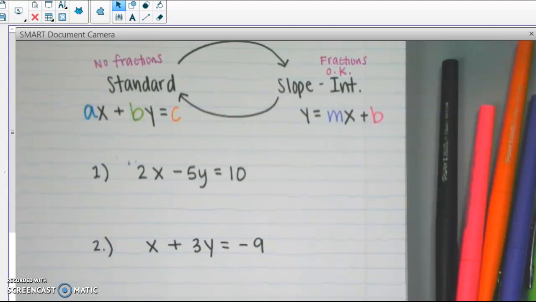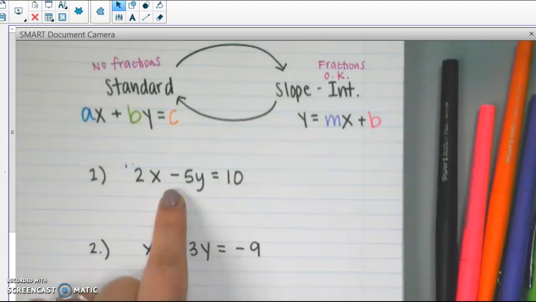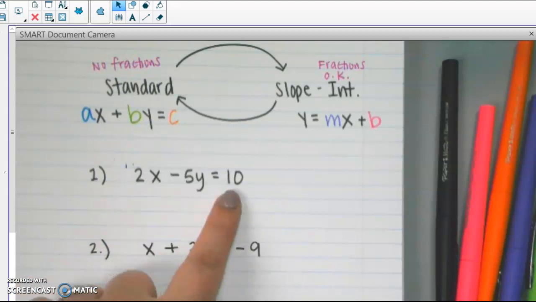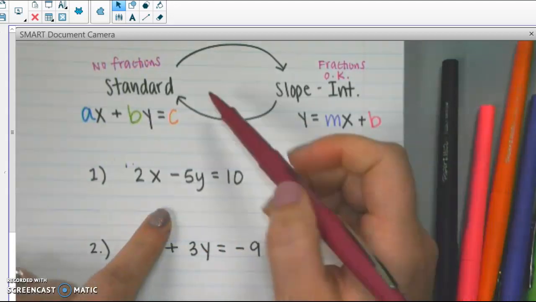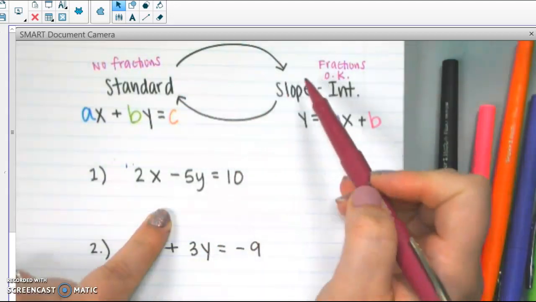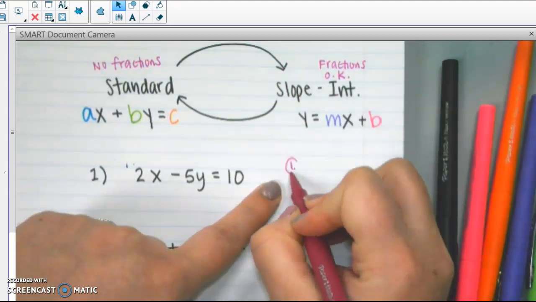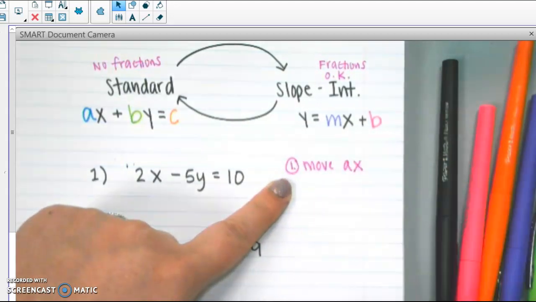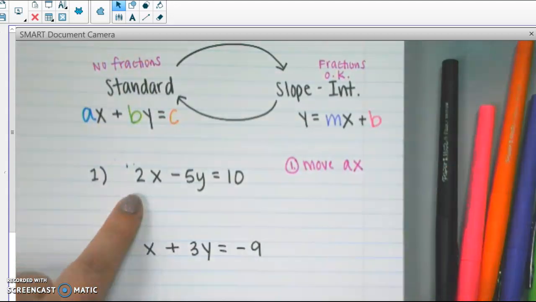So number one, which form do you think this equation is in? Do you think this equation looks like it's in standard form, or does this look like y equals mx plus b form? If you said standard form, you would be correct. So when we're going from standard to slope-intercept, there's always the same two steps. Step number one is to move the ax term over. So that's where we're going to start with number one.